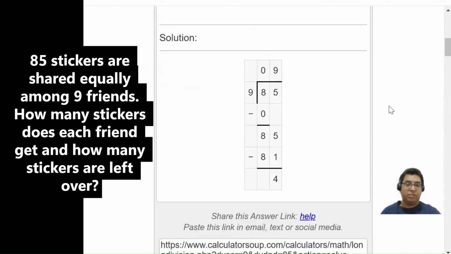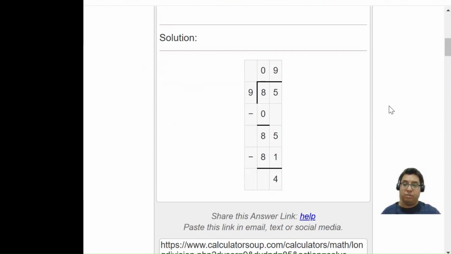And then I've got the solution here showing you how we got this problem. Okay. Now, if they tell you to show your work, you've got to show your work like this. Okay. And make sure you include the remainder. If you don't put the remainder in, it's going to be wrong. Let's look at the fourth problem now.